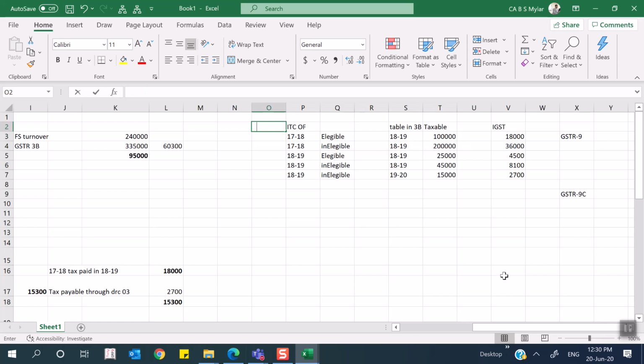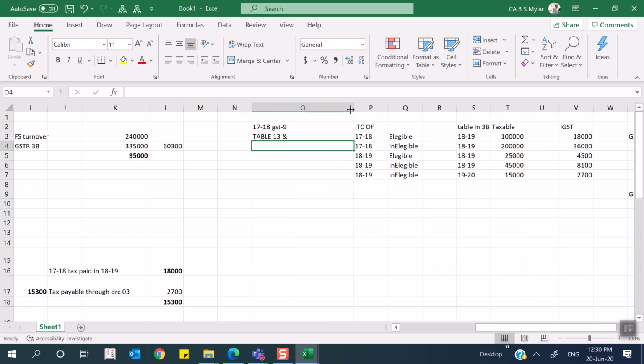17, 18 taken in 18, 19. Sir, in 13 ITC availed for the previous financial year is there, no? There we can show. Table 13. And in other table 8, 8C, sir. Yeah, very good. Okay. Table 8C.